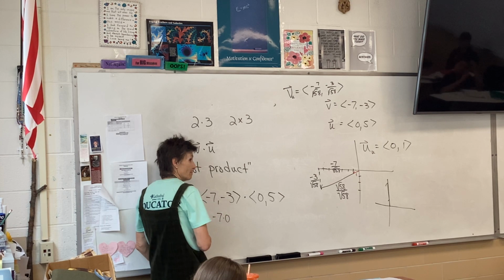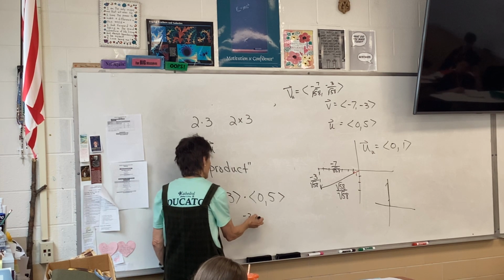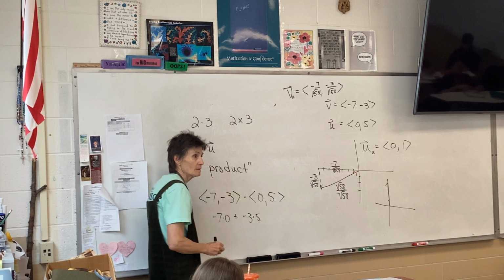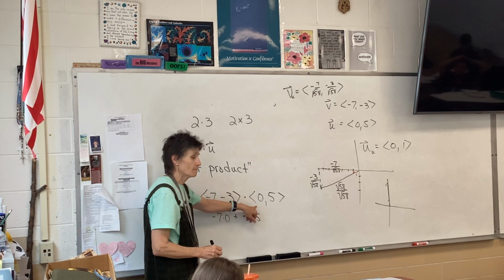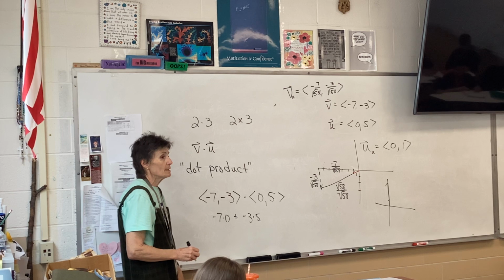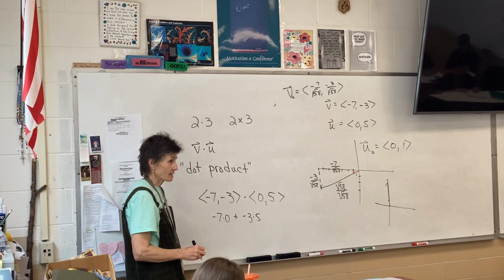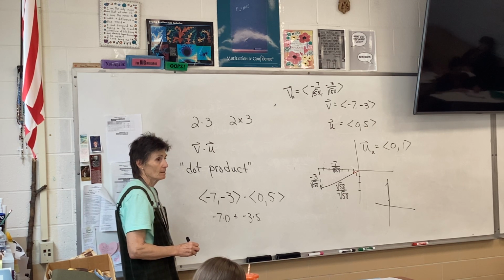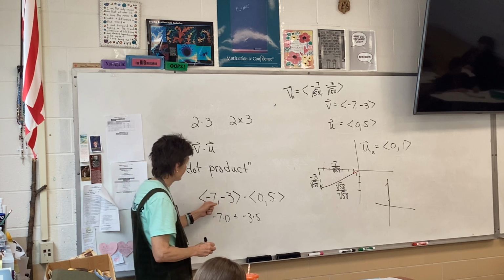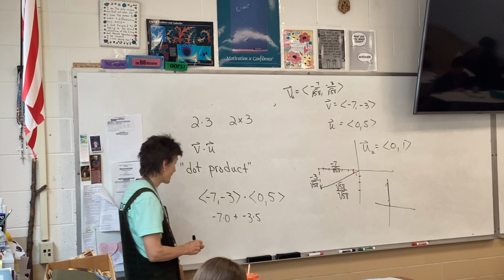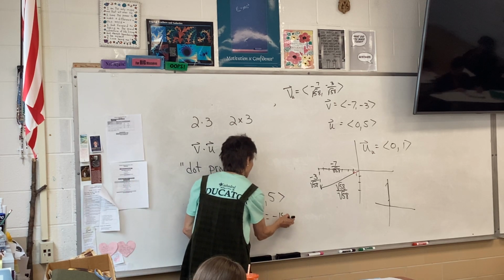-7 times 0, -3 times 5, add them up. So first times first, second times second, add them up. Now, in our next class, we'll look at a matrix operation that is very, very similar. But right now we're doing the dot product, x times x, y times y, add them up. So the answer to the problem is negative 15.